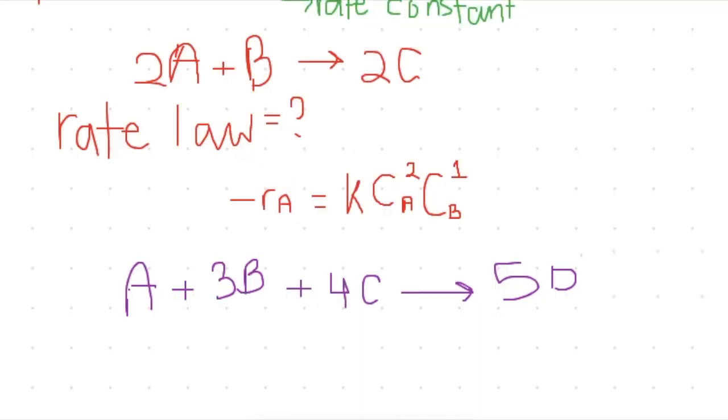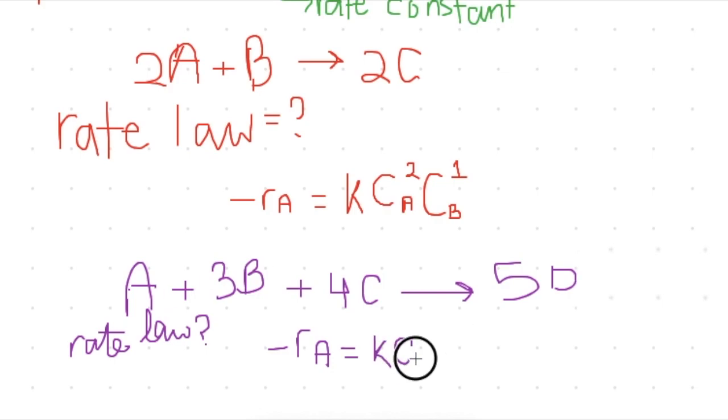So here's another hypothetical equation. Let's try finding the rate law for A, B, C, and D. So the first thing I'm going to do is set up the rate for A. So negative rate of A equals K, and note that it's still A here as our subscript on the rate because A is our first reactant. Now the concentrations are going to include A, B, and C because all three of those are my reactants, and I have to multiply their concentrations by one another.